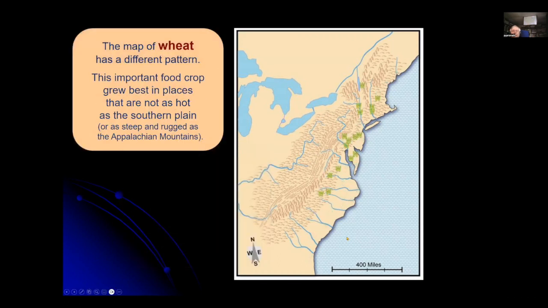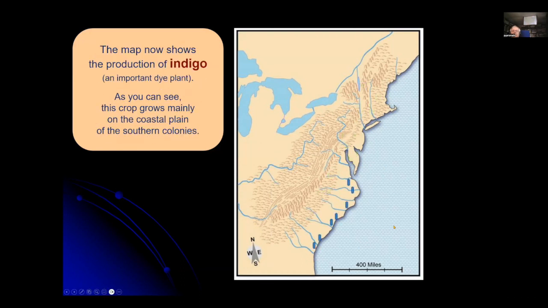The wheat crop basically grows in places that were a little bit cooler, but not too hilly. In other words, it's not going to grow on the coastal plain down here. It's just too hot. There's too many bugs. There's too many weeds. There's too many malaria and yellow fever mosquitoes and things like that. It's just not likely to grow there. So that's already a reason why Philadelphia and New York would grow faster.